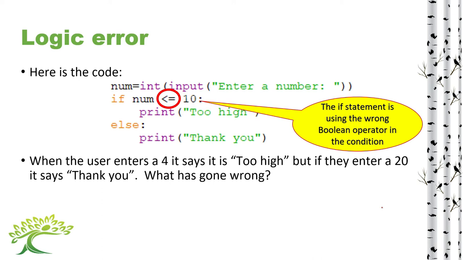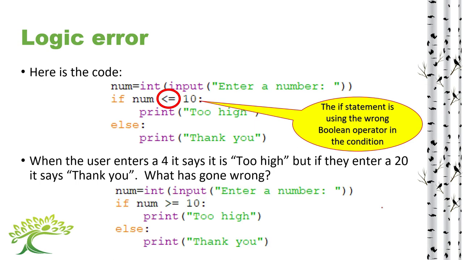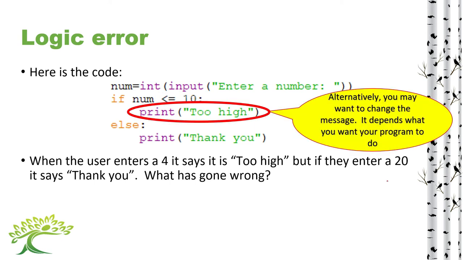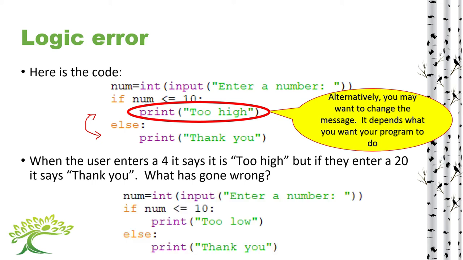Now we can fix this in one of 2 ways. What we can do is change the comparison operator from less than or equal to, to greater than or equal to, and then when we enter a number that's bigger than 10, the computer will tell us too high, rather than saying too high when the number's less than 10. The other thing we could have done is swap the items around. So we could have taken the line that says too high and swapped it with the line that says thank you, and that would have achieved exactly the same result. There's 2 ways of fixing that error there.